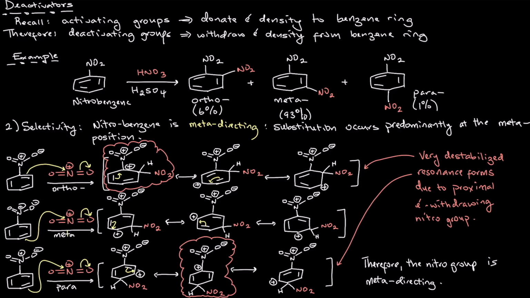And it's because there's a particular destabilization of the ortho and the para sigma complexes that, by default, the meta complex is going to be more likely to occur, which means that those meta products are going to be more predominantly formed. And so therefore, we say that that nitro group is meta-directing because it would selectively nitrate or substitute at that meta position in order to avoid the extreme destabilization that comes from the ortho and the para sigma complexes.